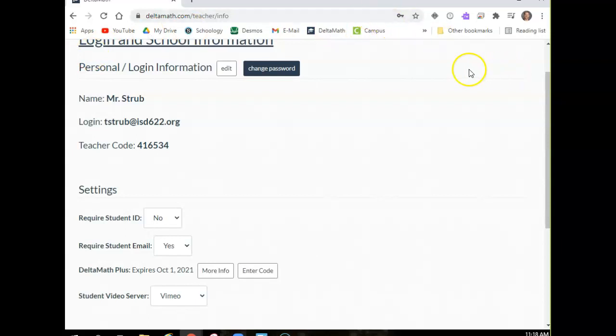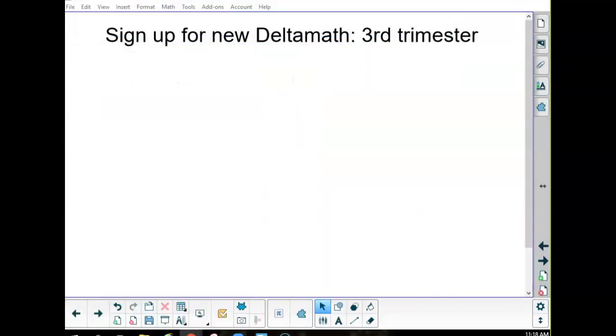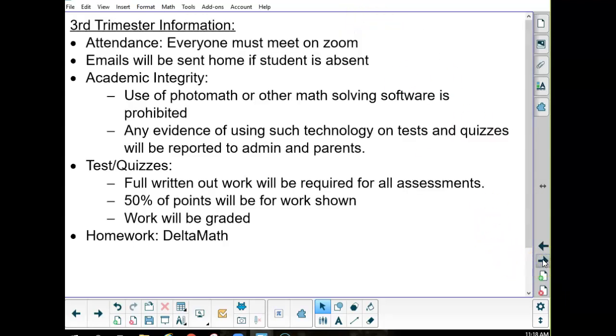Okay, I'm going to assume that you guys were able to do that. If not, we can talk about it later. But that's the only way you're going to gain the new access to this trimester's homework, is to sign up for the new third trimester one.